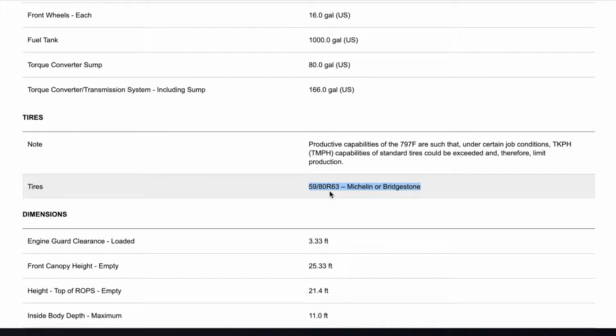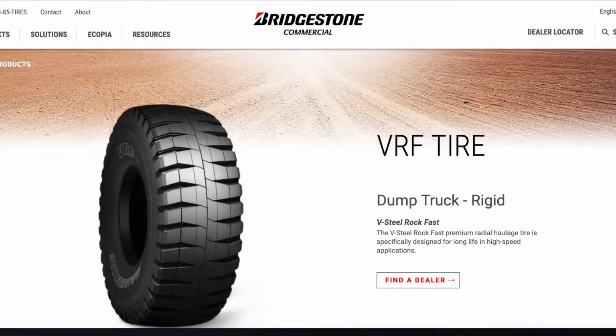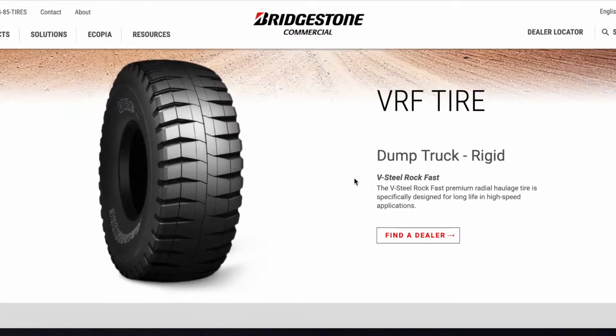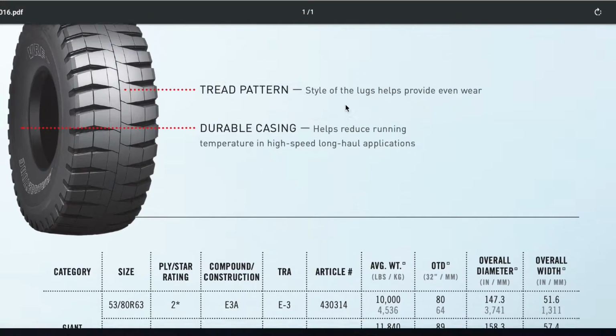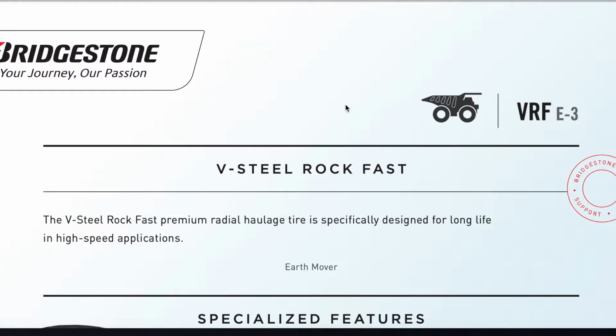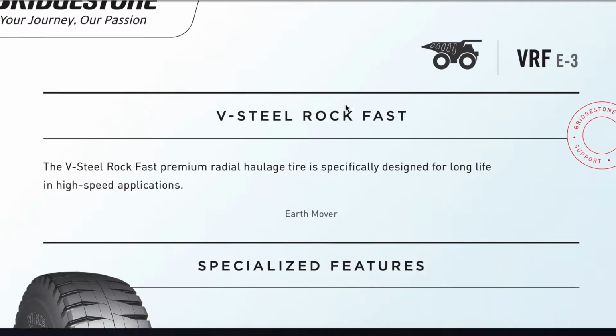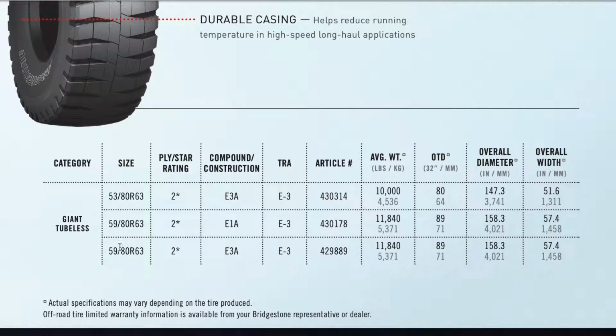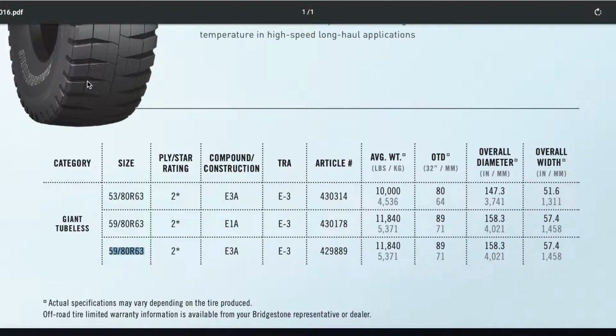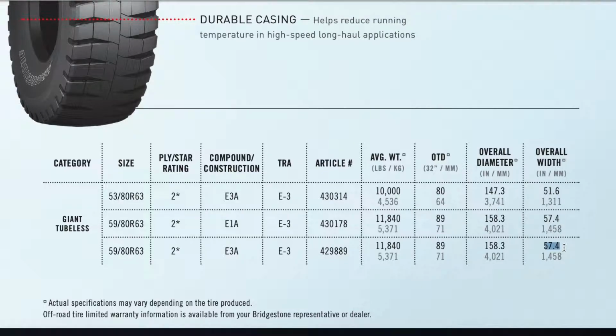So in this case, I have checked the Bridgestone website and found this tire, and I think it's this one. This is the one showing in the equipment specification, and we can further double check that it's exactly the same size. As we can see, the overall width of one tire is 57.4 inches. So this is the width. So we have 2 of them.